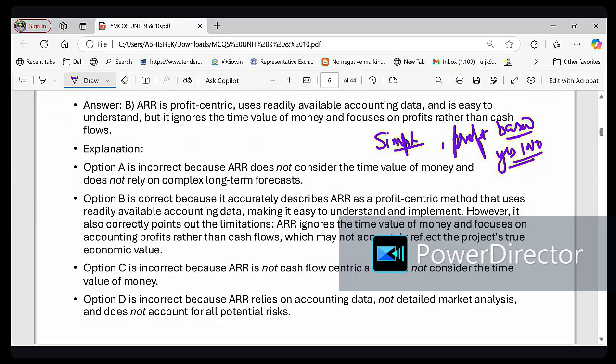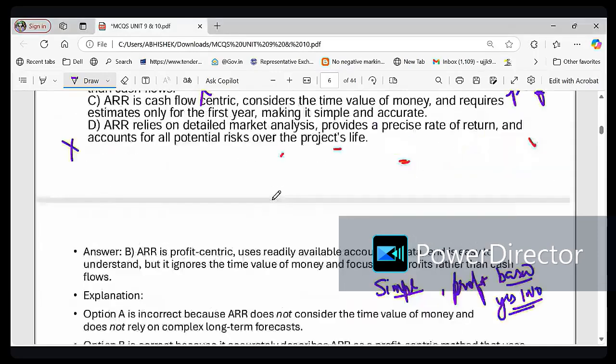So the answer is no. You will not prefer it. Why? Because ARR does not take time value of money into consideration, right? ARR, accounting rate of return, ignores the time value of money, which makes it less accurate for evaluating long term projects. And it is very good for a company like TechStyle.